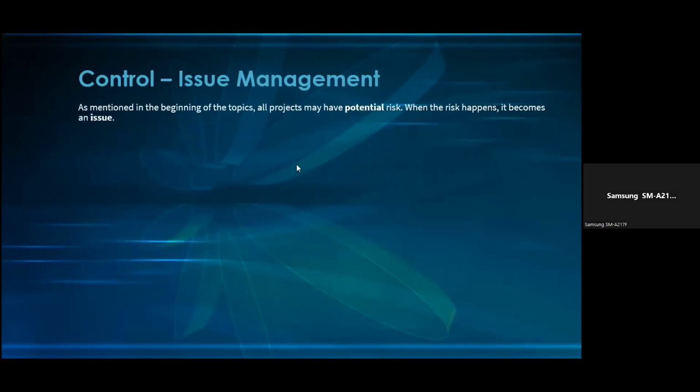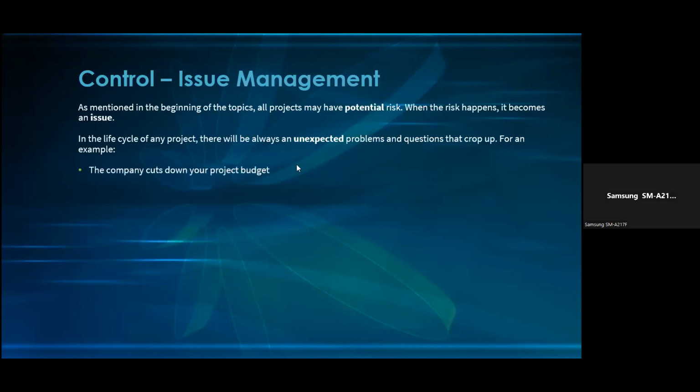As mentioned in the beginning of the topic, all projects may have potential risk. When the risk happens, it becomes an issue. In the life cycle of any project, there will always be unexpected problems and questions that crop up. For example, what you asked also today. You can go back as many times as possible to query any user story, any requirement document. You can keep going. It's an agile environment.